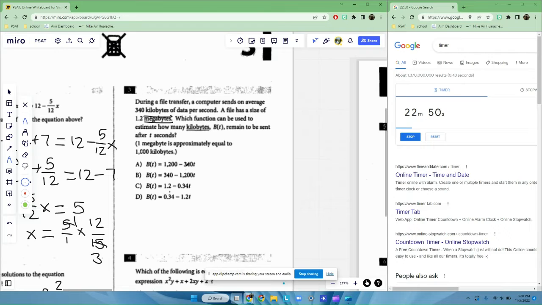Now, 340 kilobytes of data per second, and since we need it to come to 0, we're going to have minus 340t. So we know that B, C, and D are not our answers. But say another thing is 1.2 times 1,000 to convert into kilobytes, that's equal to 1,200. So 1,200 minus 340t, our answer is A.